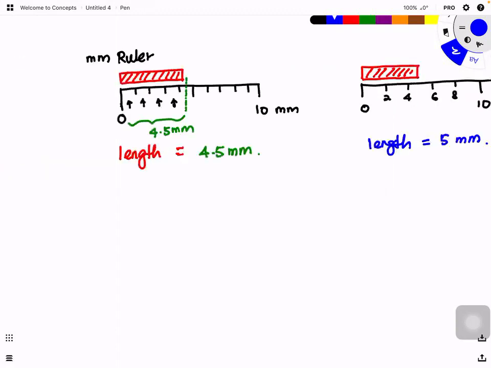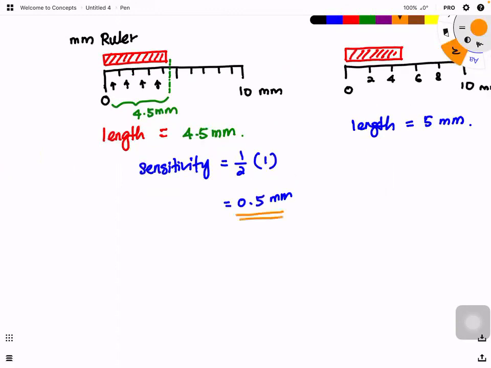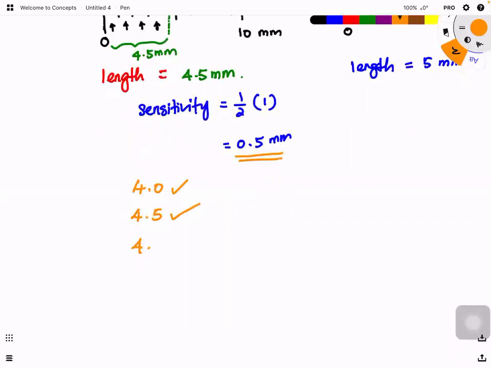So in the earlier case, what is the sensitivity? The sensitivity is equal to half of the smallest division, so equal to 0.5. So whatever you measure must be in multiples of 0.5. If you give me 4.0, correct. If you give me 4.5, correct. But if you give me 4.3, wrong, it's not a multiple of 0.5. If you give me 4, also wrong, because the sensitivity is not correct. We can read up to 1 decimal point, with 0.0 or 0.5.